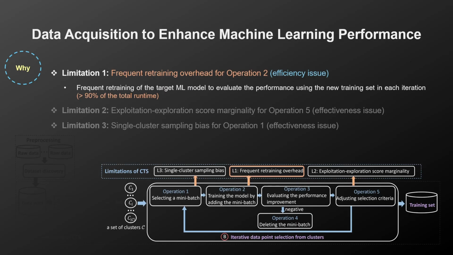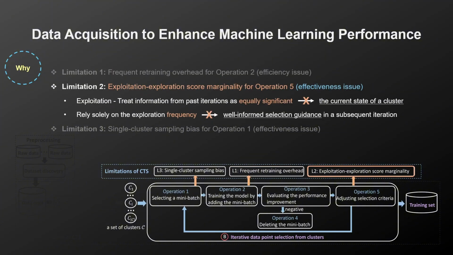The first is frequent retraining overhead in Operation 2, which is very expensive and accounts for more than 90% of the total runtime. The second is exploitation score marginality in Operation 5. The current exploitation score may not accurately reflect the current cluster state, while the current exploration score relies only on exploration frequency. As a result, the selection guidance may not be sufficiently effective in subsequent iterations.